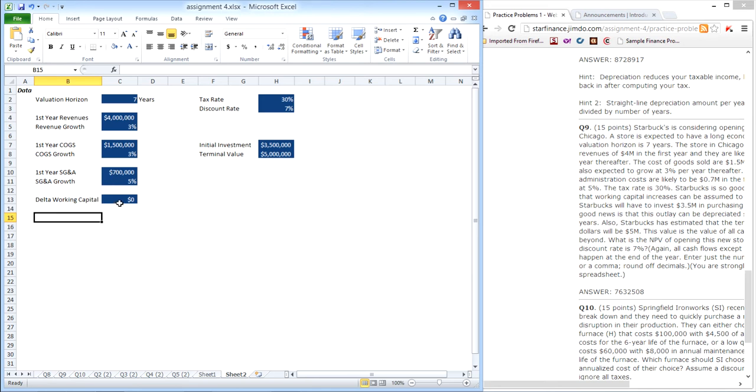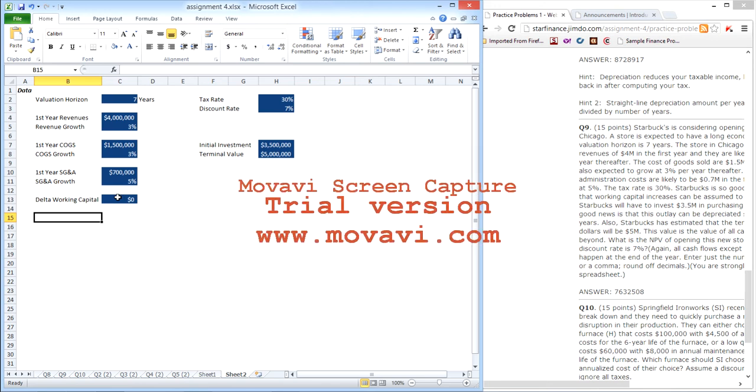There is a zero delta working capital. It's good to just put in zero because the cash flow statement Dr. Kaul talks about in his class has working capital. So in case we want to put something in there, we can easily modify this.